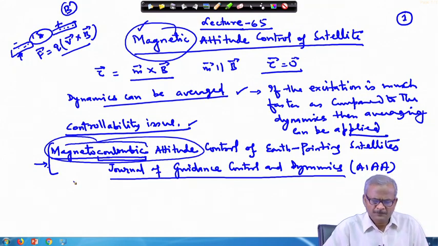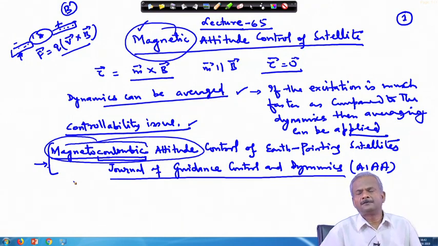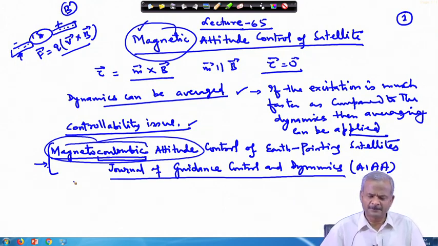Some of the material on the stability proof I am going to upload, rather than do here, because of the lack of time, and it will be better if I upload that material. But the paper I cannot upload because of copyright violation. Some of the proofs I am going to upload shortly, maybe next week. This week it is not possible, next week I will do all those things.